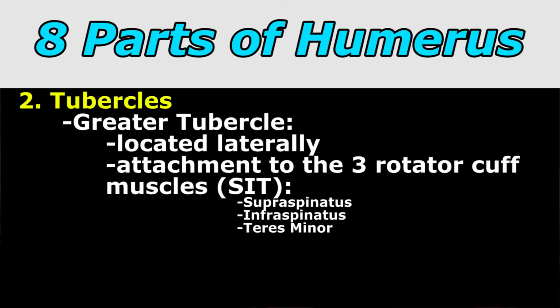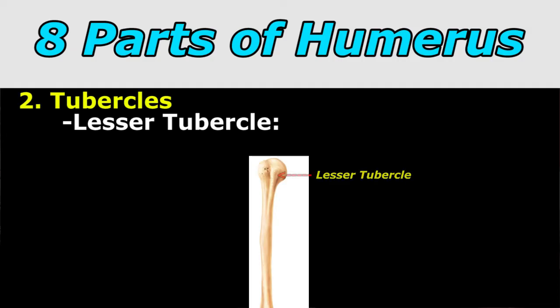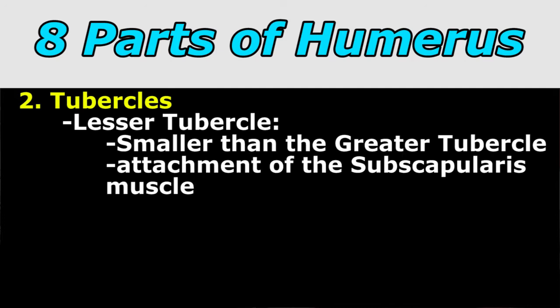Greater tubercle is located laterally and that serves as attachment to the 3 rotator cuff muscles or the SITS, which will be discussed soon in the next part of this video. And second is the lesser tubercle, which is a smaller tubercle that only has an anterior surface and it serves as the attachment to the last rotator cuff muscle, or what we call as the subscapularis.